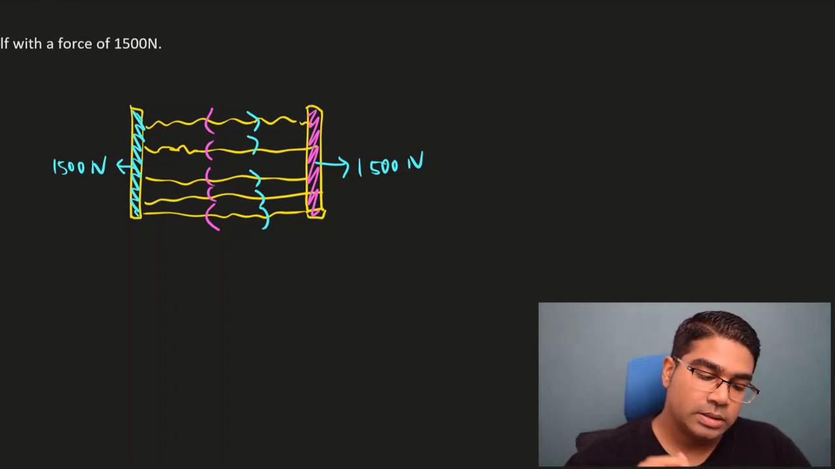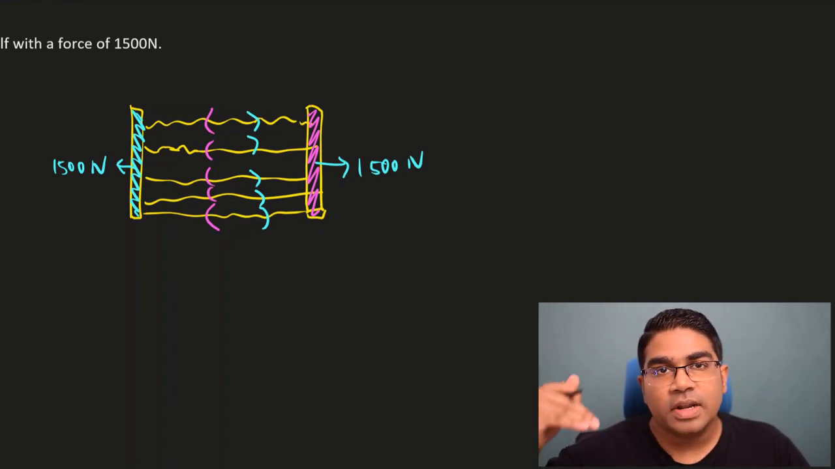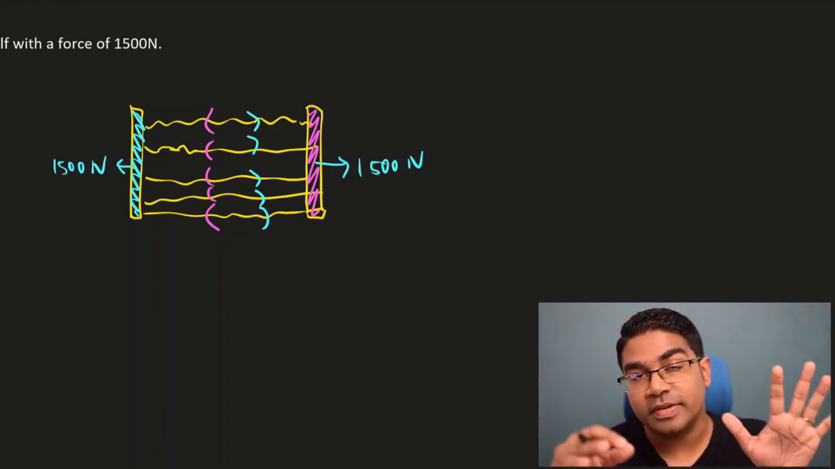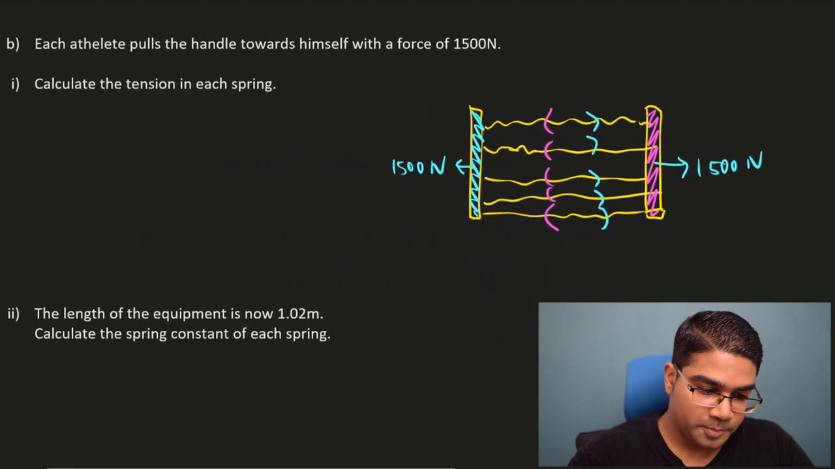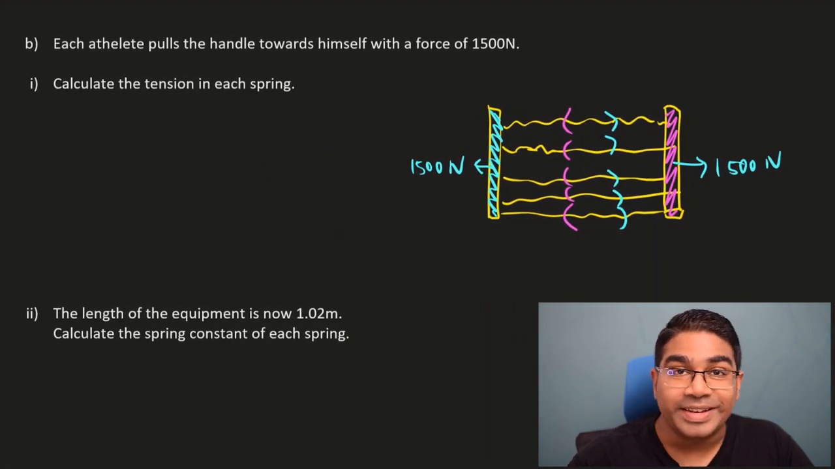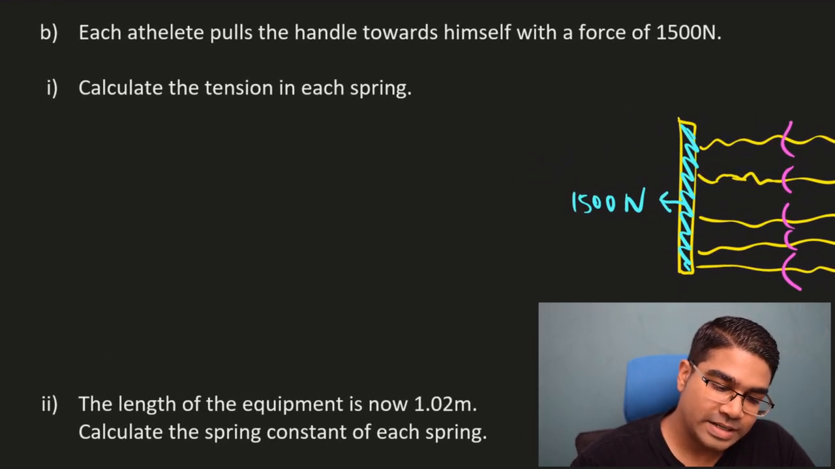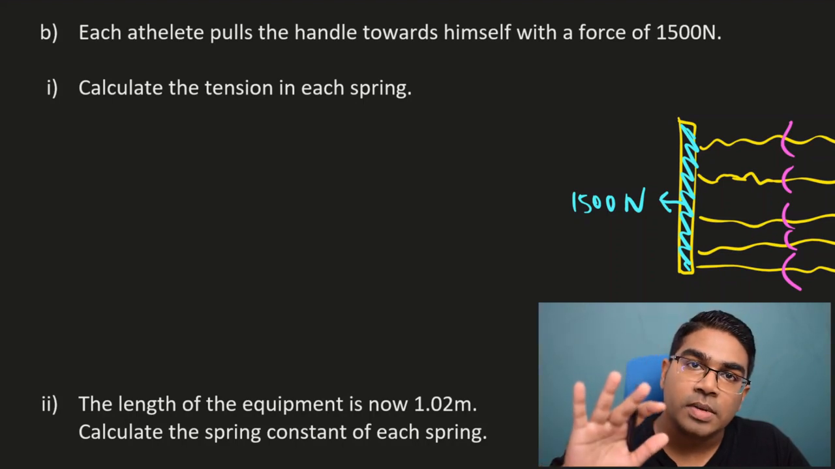Now in this case, the springs are arranged in parallel. So when the springs are arranged in parallel, they are sharing the load. They are sharing the force. The force is evenly distributed between the 5 springs. And so, let's answer the question here. Calculate the tension in each spring. So first of all, when we are talking about tension in one spring, 5 springs, the tension is 1,500.